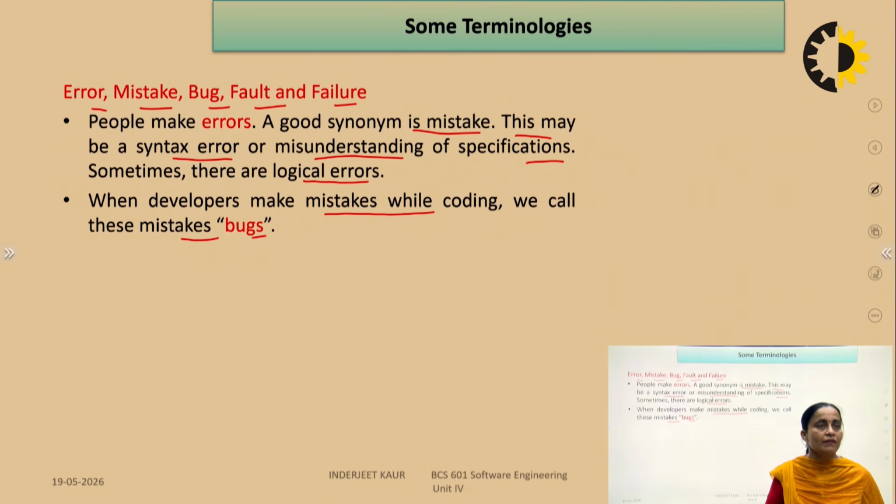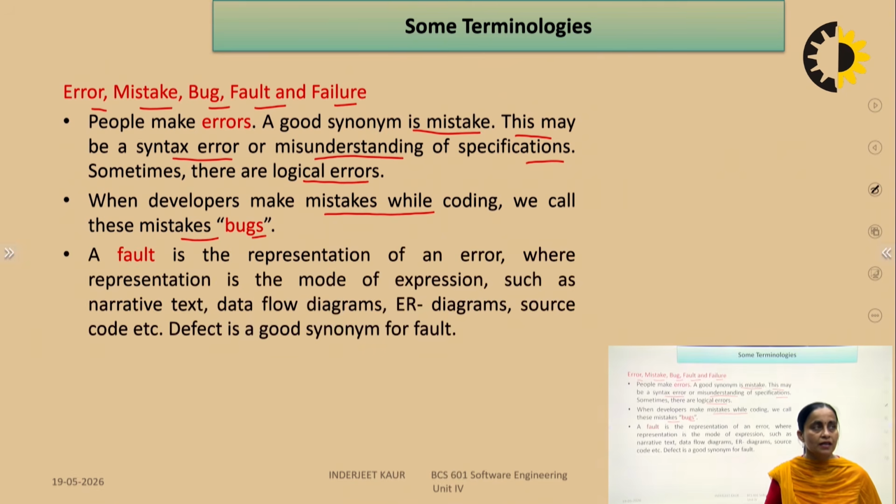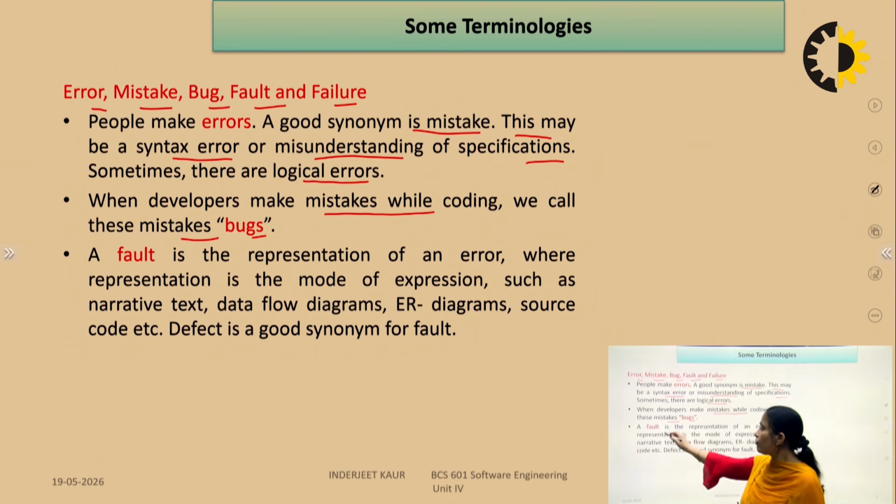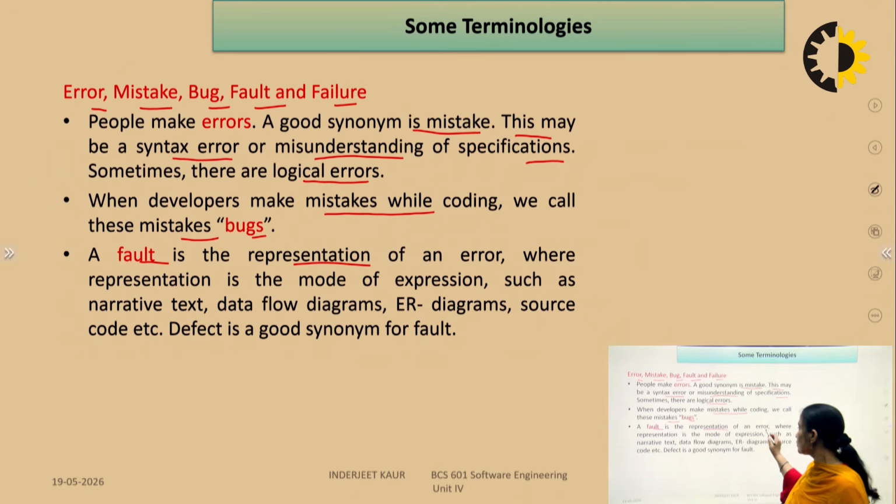So when I have a logical error in terms of programming, when I am doing the coding, I will say that these mistakes are the bugs. Now what is coming down to the fault? Fault is the representation of the error, where this representation is taken by expressing it in the form of DFDs, or in the form of ER diagrams, or source code. So defect will be a good synonym for fault.